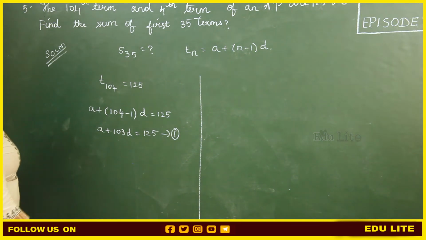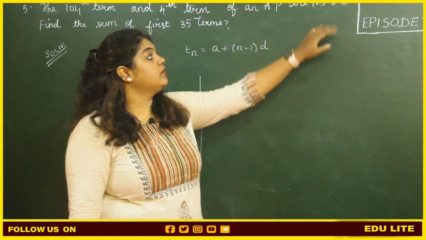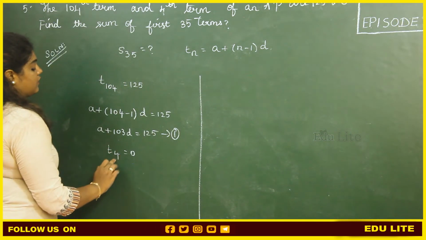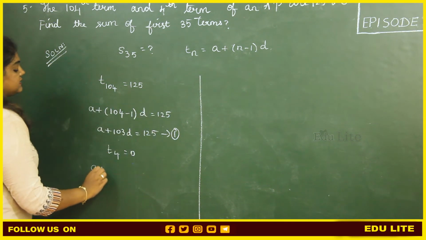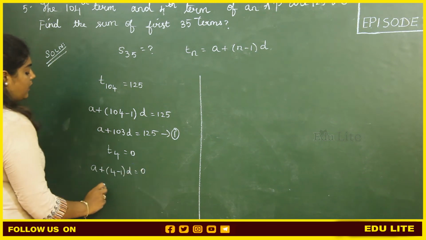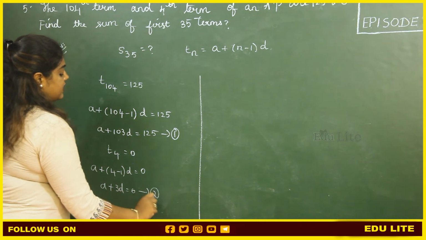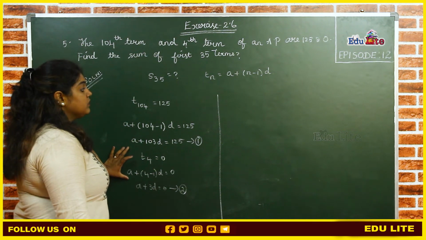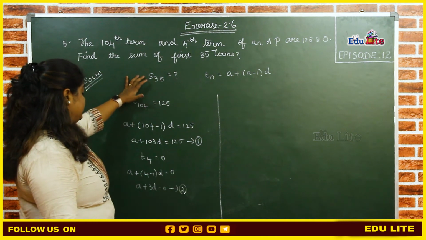Next we will take the second hint, that is the 4th term is 0. The 4th term we represent as T4 equals 0. Now similarly we will use the formula of Tn. A plus n value 4 minus 1 into D equals 0. Therefore A plus 3D equals 0. Let us consider this as the second equation. Now using these two linear equations, we can find out the values of A and D. Then we can find out S35.